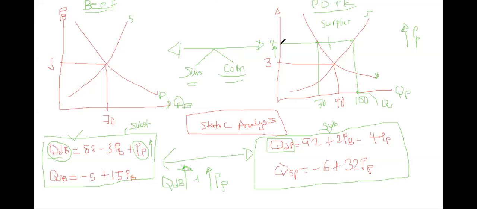Because of this higher price, some of the buyers will change their demand for pork, and they will come to the beef market and increase their demand for the beef. And because the demand increases, that will also put further pressure on price. The price will go up, maybe to, let's say, 7. So they will settle here.